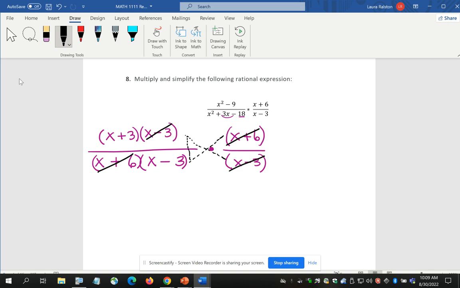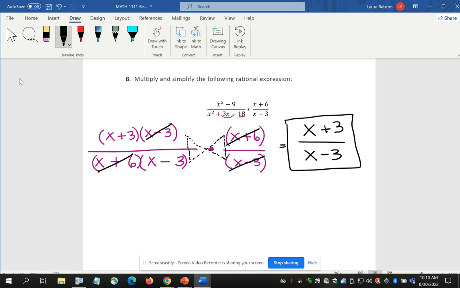On the vertical, I have x plus 3 and x minus 3. That doesn't simplify. And then everything else has been divided out on the right. So I'm left with x plus 3 over x minus 3. And that is your answer when you multiply those two rational expressions and simplify.